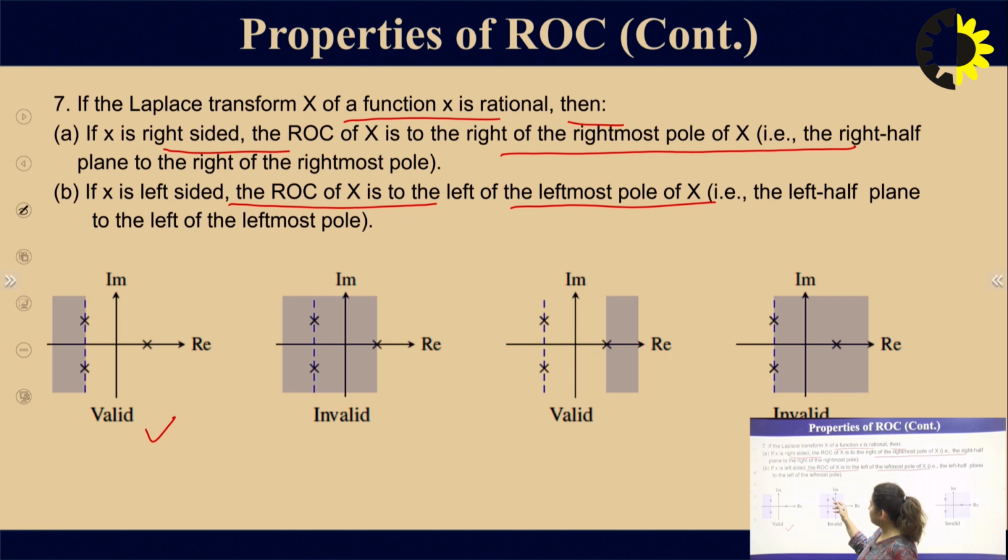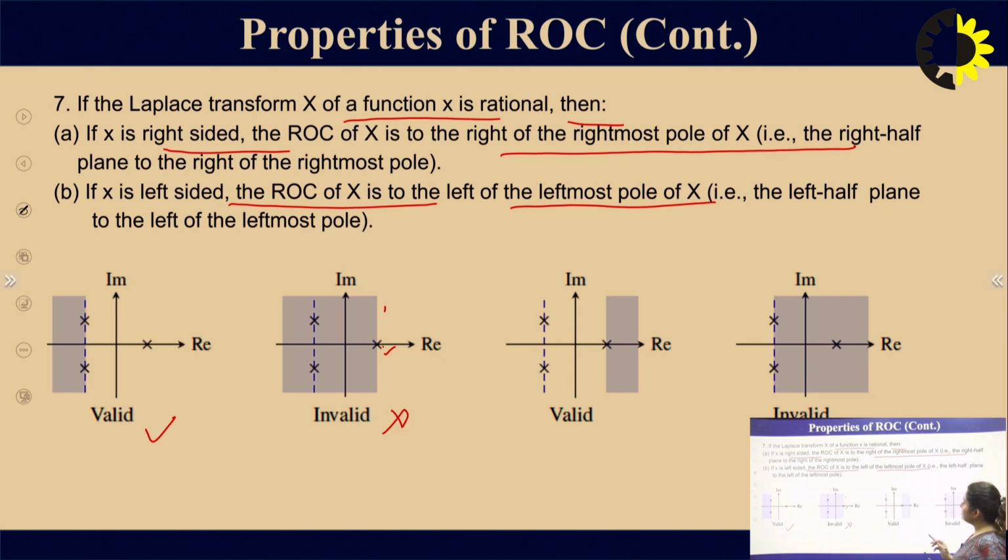Similarly, the second figure is an invalid figure because we are taking here the ROCs, that is the line parallel to the j omega axis because of these two poles, and also there is a line because of this particular pole, because this is a left-sided signal. So the common ROC is to the left of the leftmost pole, not the entire region consisting of all the poles. So that's why the first ROC is valid, the second ROC is not valid.